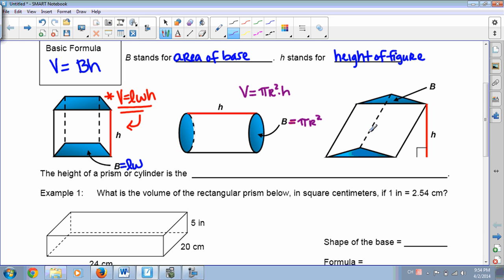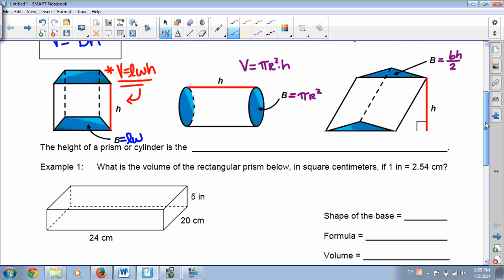It's actually an oblique triangular prism since it is leaning. It's pointing to our base. Notice our bases are shaded in each one of our pictures. So our base here is a triangle, and in order to find the area of a triangle, we would use the formula base times height divided by 2. And then take that and multiply it times the height of your prism, which would give you the volume.